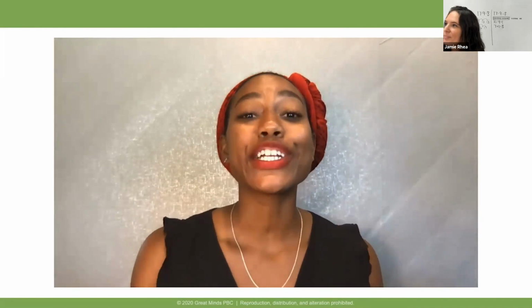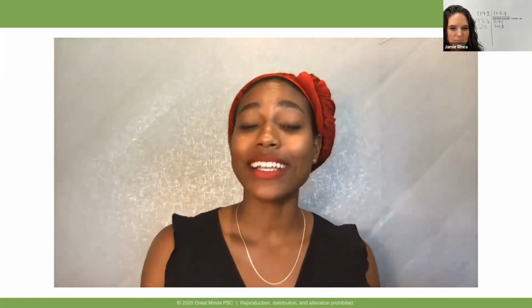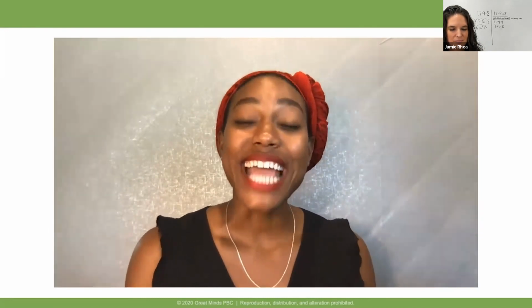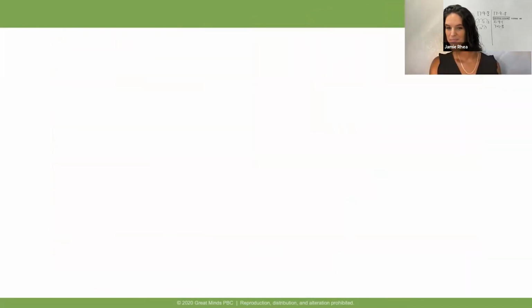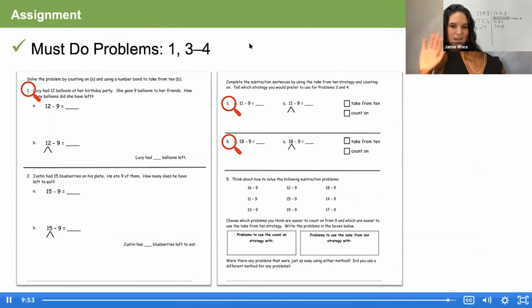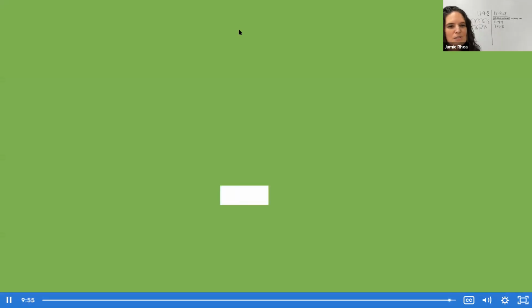You did a great job comparing counting on and take from 10 to make the problem easier. Now it's time for your problem set. Your must-do problems are 1, 3, and 4. Do your very best and work for 10 minutes. If you finish early, try number 5.